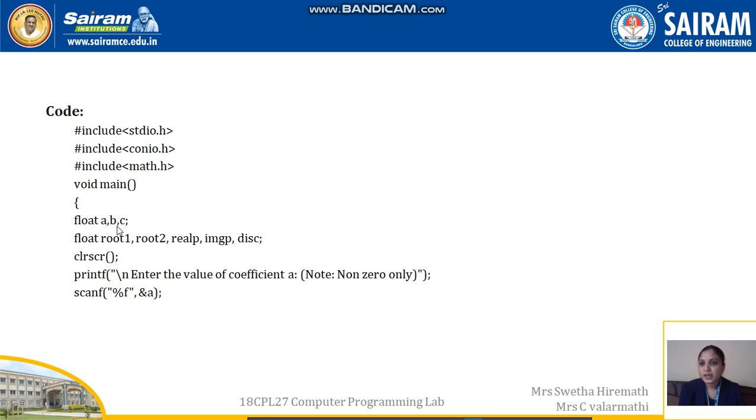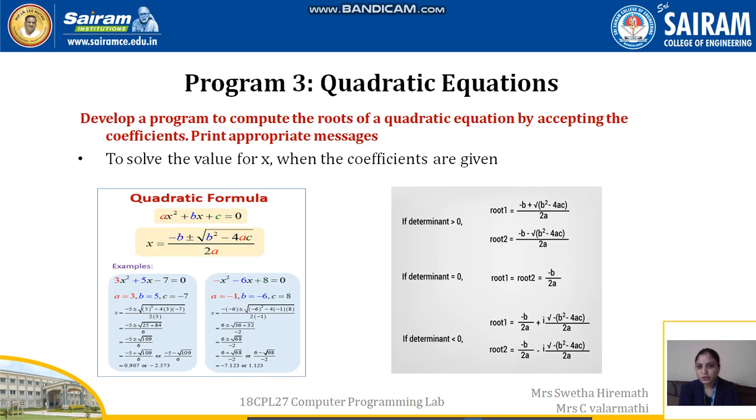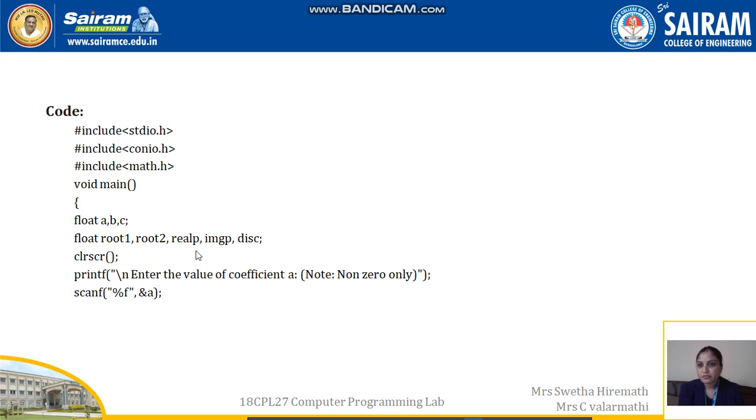Void main, float a, b, c. We have taken these as floating point numbers; they are nothing but the coefficient values. Float root1, root2, real part, imaginary part, and discriminant value. Printf, enter the values of the coefficients. There are three coefficients here in this diagram, a, b and c. We need all three values of the coefficients, so we have to take them.